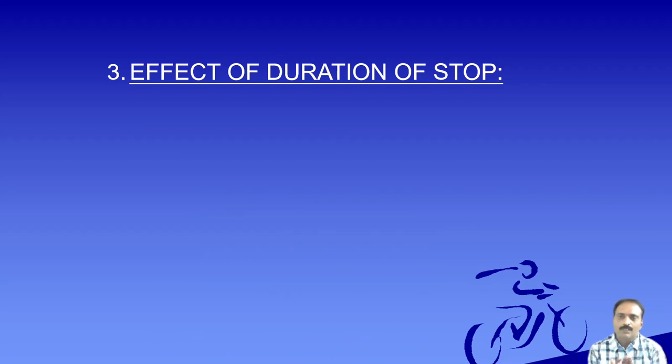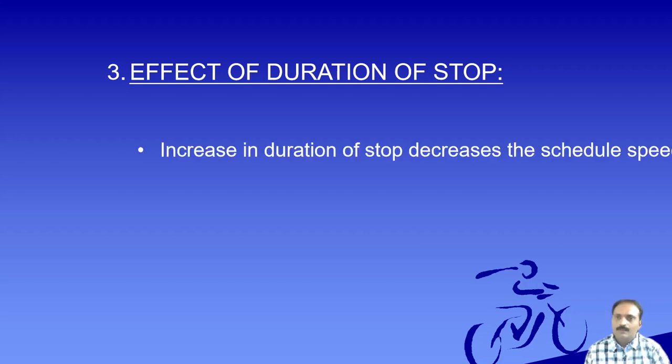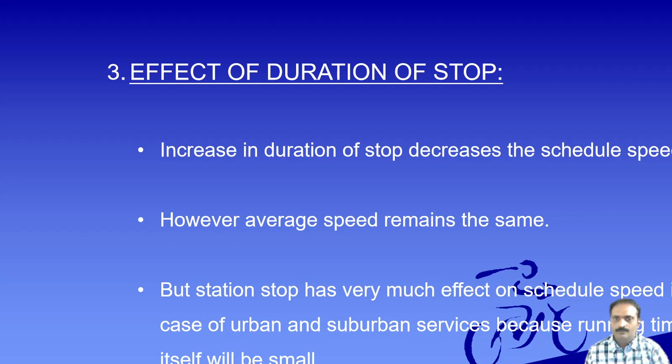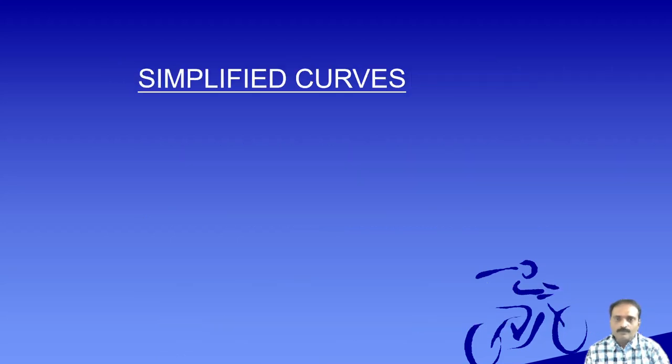And duration of stop, it is very clear. In the definition itself, we have the duration of stop in the denominator. Obviously, there is an inverse proportionality between the scheduled speed and the duration of stop. So if the duration of stop increases, the scheduled speed decreases, and vice versa. So that's about the definition of average speed and scheduled speed.